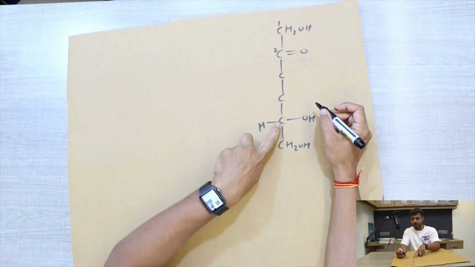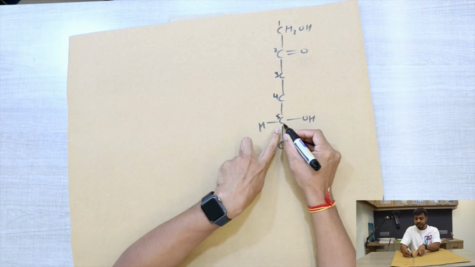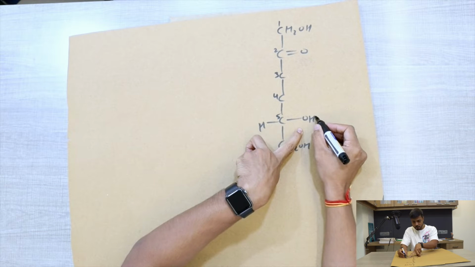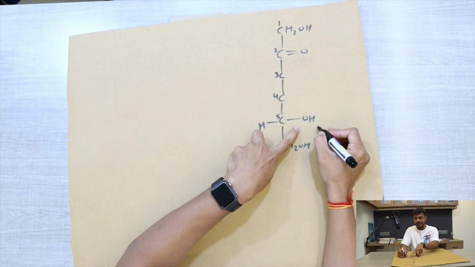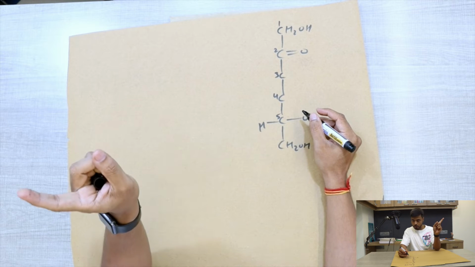This is the last chiral carbon, which is carbon number 5. 3, 4, 5. In this, on the right hand side we have OH group, so that's why we called it what? Capital D. Okay, and which is the case with glucose molecule also.